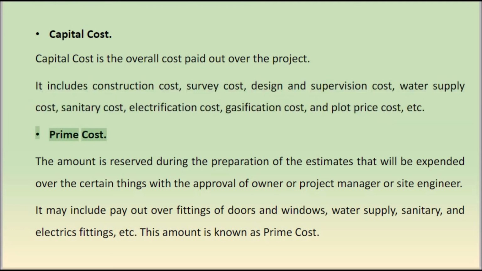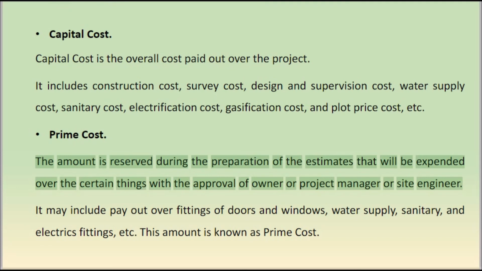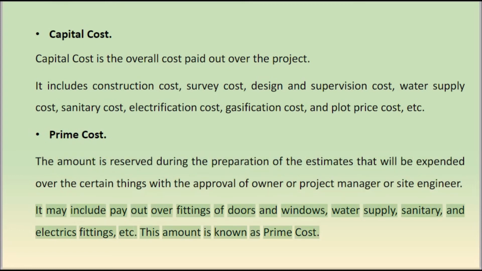Prime cost. The amount is reserved during the preparation of the estimates that will be expended over certain things with the approval of the owner or project manager or site engineer. It may include payout over fittings of doors and windows, water supply, sanitary, and electrical fittings, etc. This amount is known as prime cost.